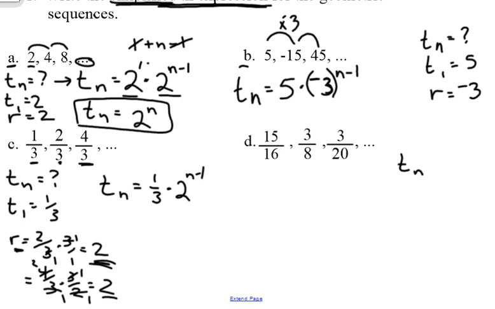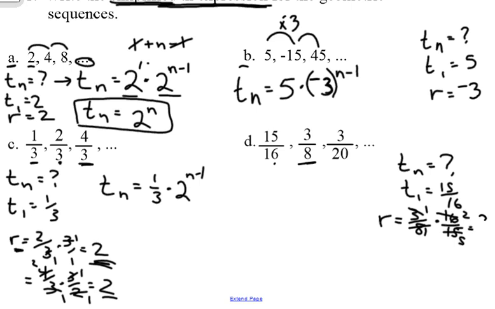Well, again, trying to simplify our T of n formula, we know that T of 1 is 15/16, and we can calculate R, but we don't know it. 3/8 divided by the previous term is the same as multiplying by the reciprocal. 8 and 16 will reduce, 3 and 15 will reduce, and we get a 2/5. So R is 2/5. We're going to multiply by 2/5.